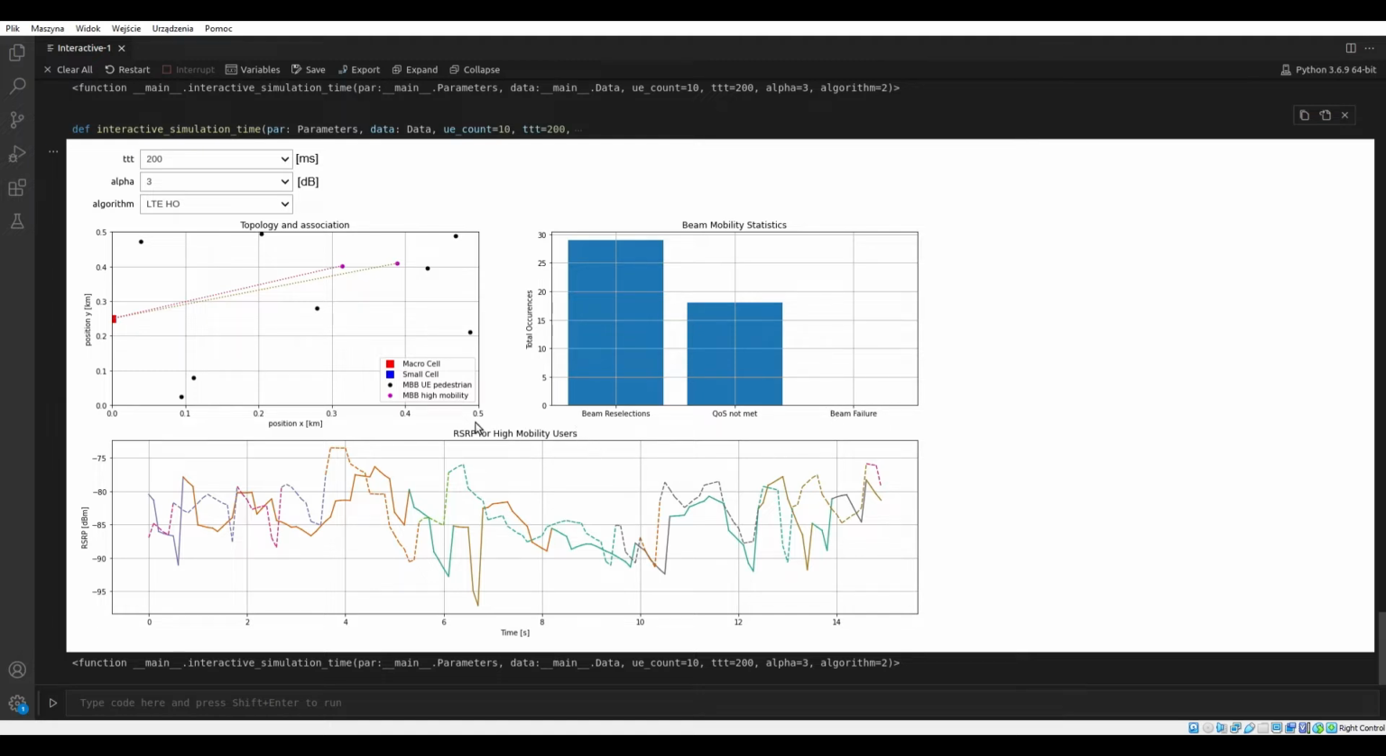The bottom plot represents the received power level for high-speed UVs over time. The solid line corresponds to the first UV and the dashed line to the second UV. The line colors represent user-to-beam association.